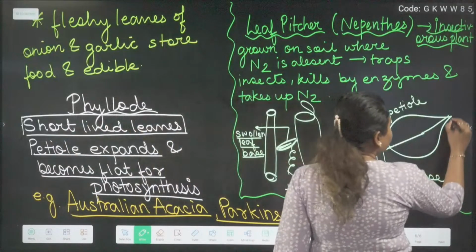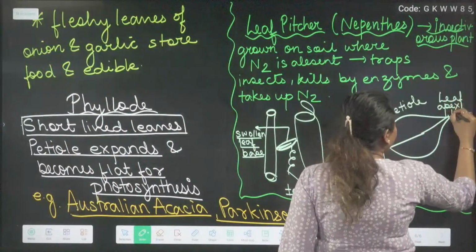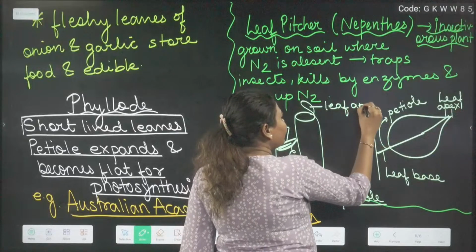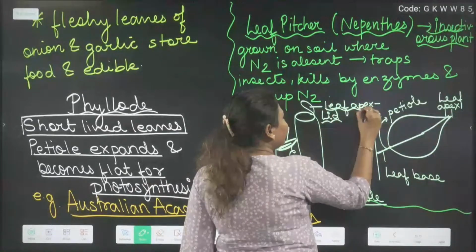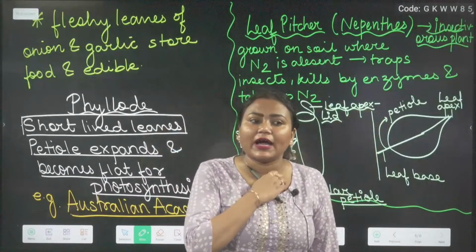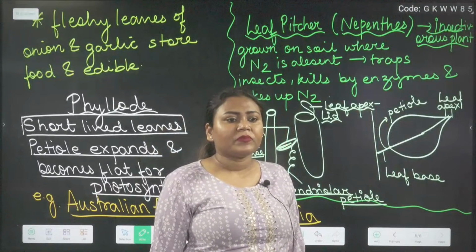What is this? This is your leaf apex. Here also the leaf apex is modified into a lid. The leaf apex is modified into a lid. Okay?